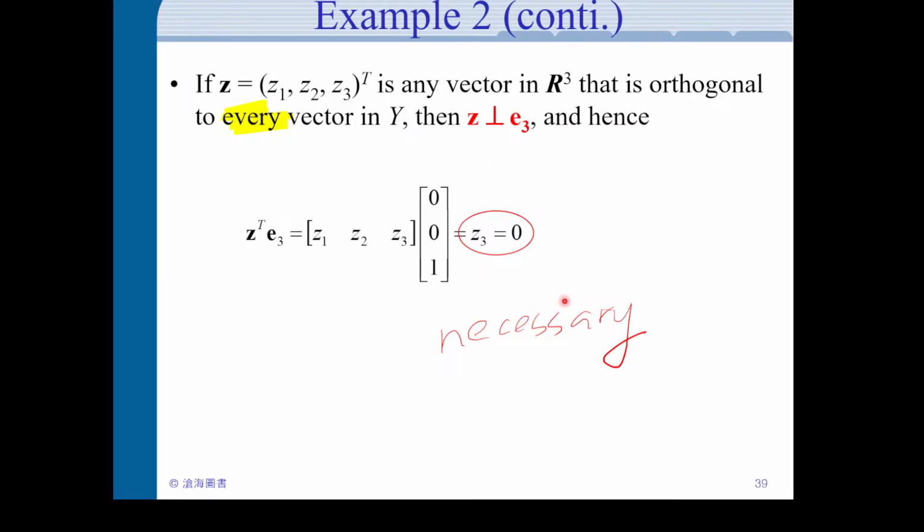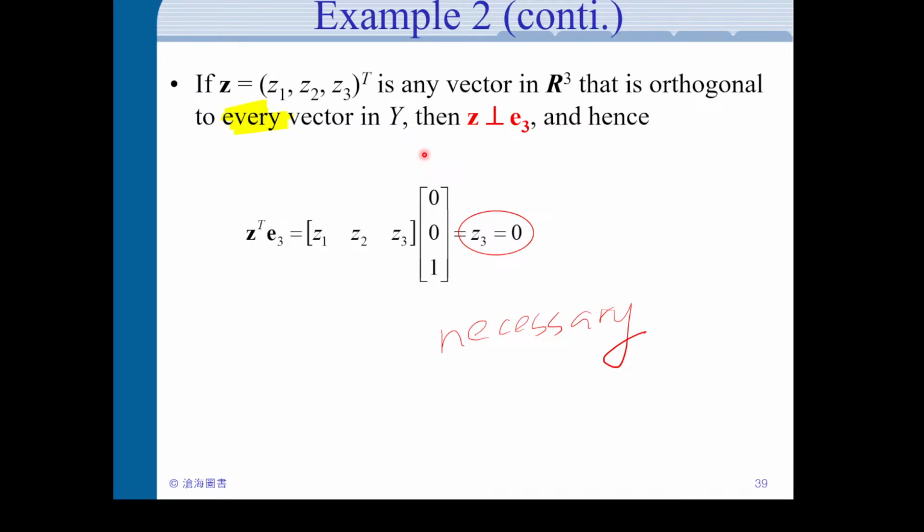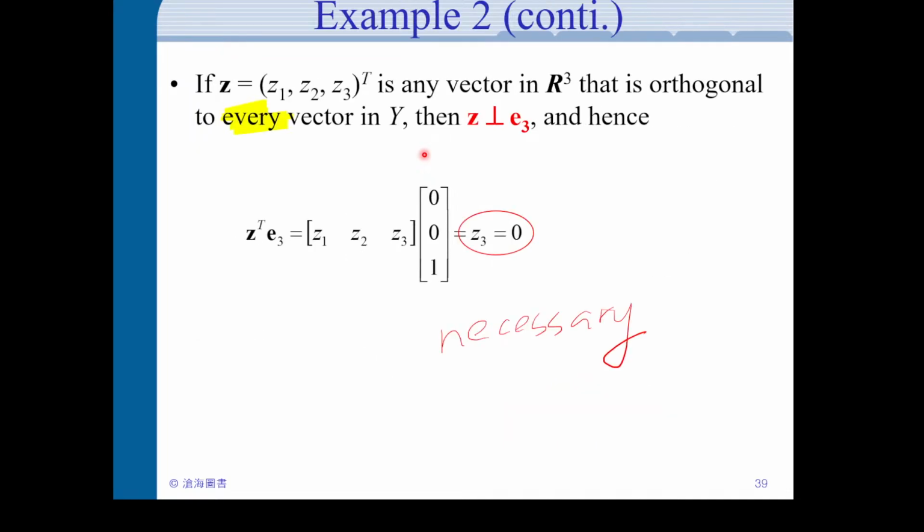I like the other way around, but this is how we taught it. So we say the z-axis is a necessary condition to being orthogonal to X, and we go the other way around, but also, sorry, this is sufficient. And here we say the xy plane is the necessary condition to be orthogonal to the z-axis. So we want z to be orthogonal to every vector in y.